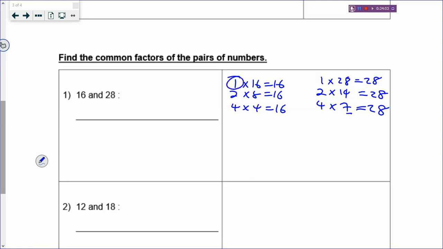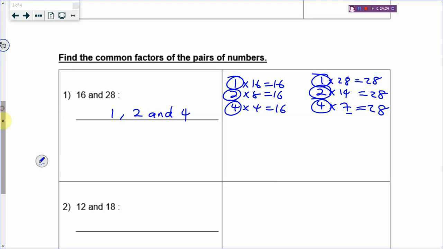And then what are common factors? They are factors that look the same or they are the same. So you have 2. It's good to circle the common factors. 4. And then any more? There's no more already, right? Alright, so your common factors will be 1, 2, and 4. That's how you find the common factors.